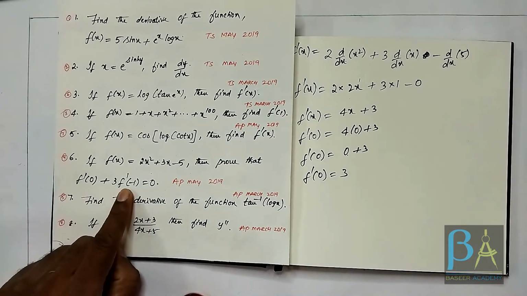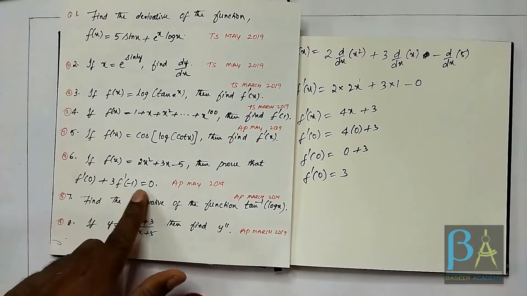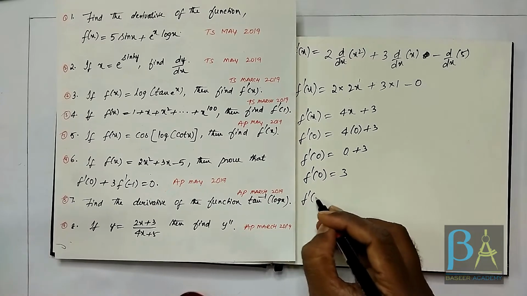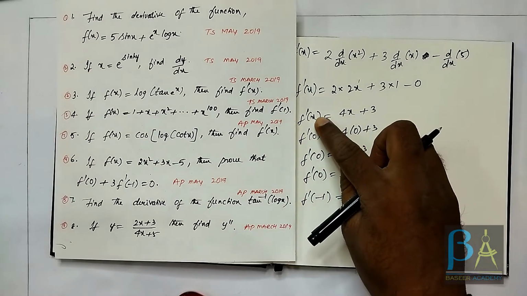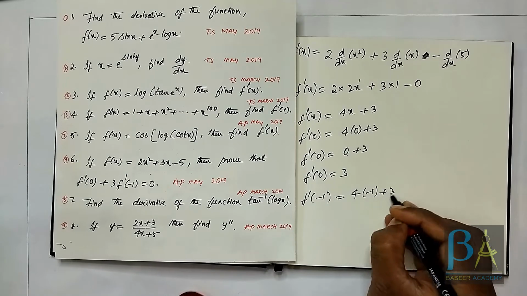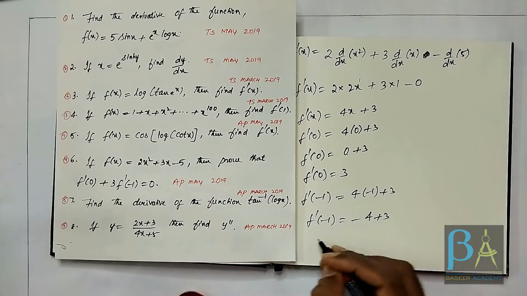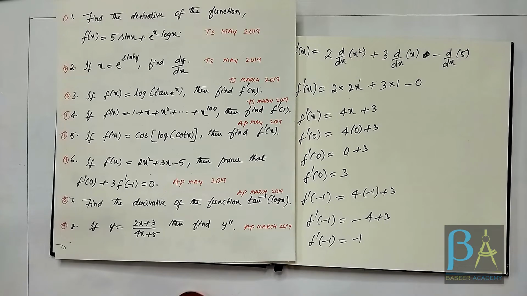Now let me also find out f dash of minus 1, and then we will substitute the value of f dash of 0 and f dash of minus 1 here, and then we'll prove that this thing becomes 0. Let me find out f dash of minus 1. How are we going to get the value of f dash of minus 1? In place of x, let us write minus 1. So in place of x, let me write minus 1 here. What happens when I do that? 4 into minus 1 is nothing but minus 4. f dash of minus 1 is minus 4 plus 1 is minus 4 plus 3 is minus 1.